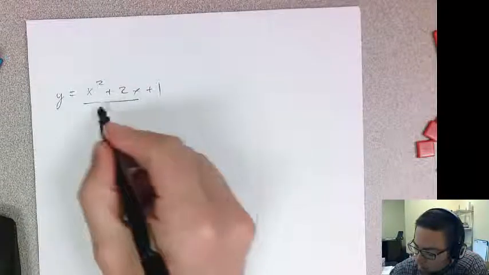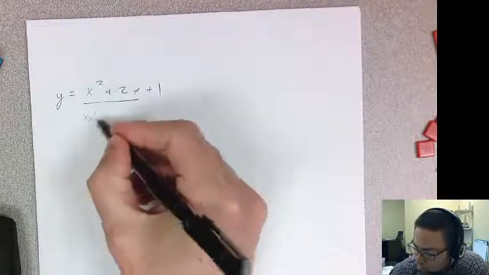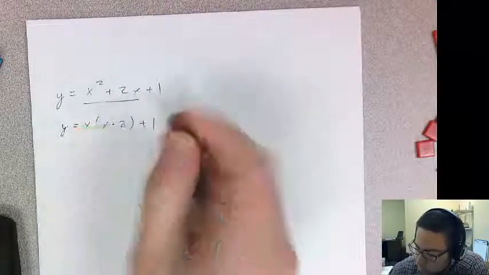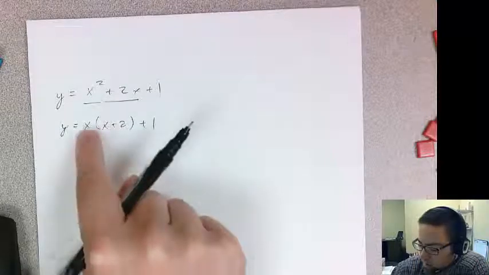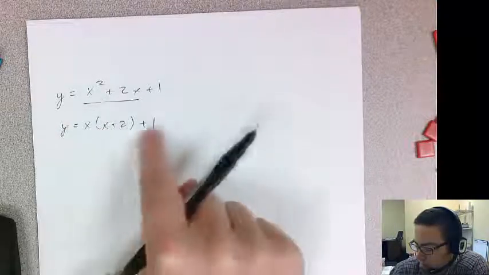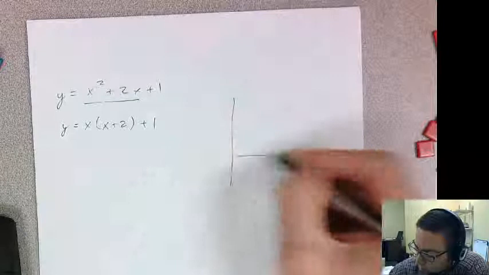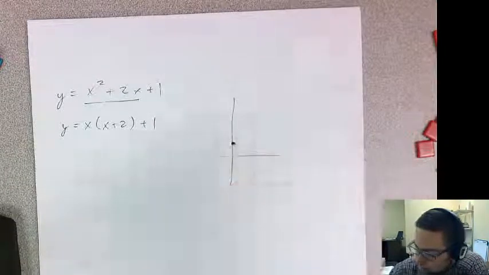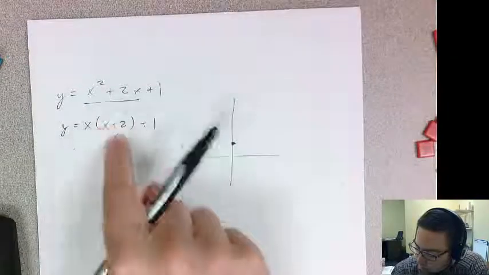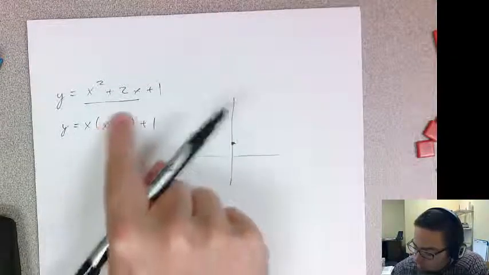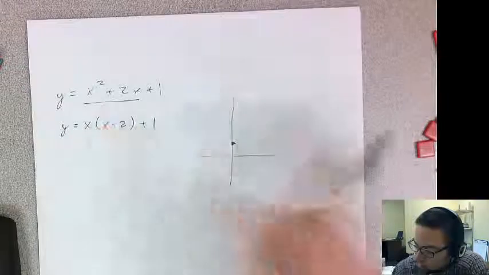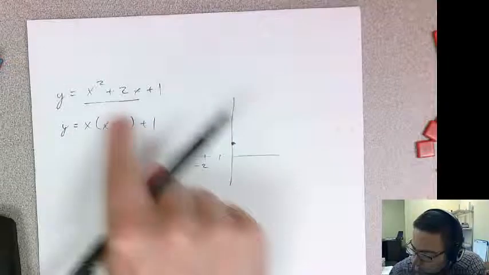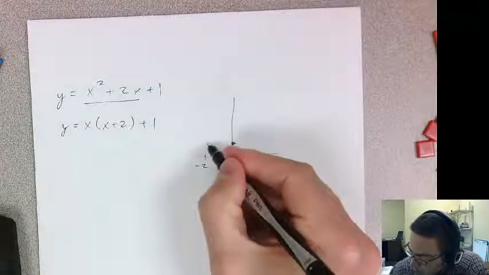So here, let's just factor out an x from those two terms. So we have x times (x plus 2) plus 1. An interesting x value would be 0, because then that makes this whole thing 0 and I have 1. So when x is 0, my y value is 1. That's one thing. And then another interesting x value is when this is 0. So negative 2 would make this 0, so negative 2 is right there. And when this is 0, I get y equals 1.